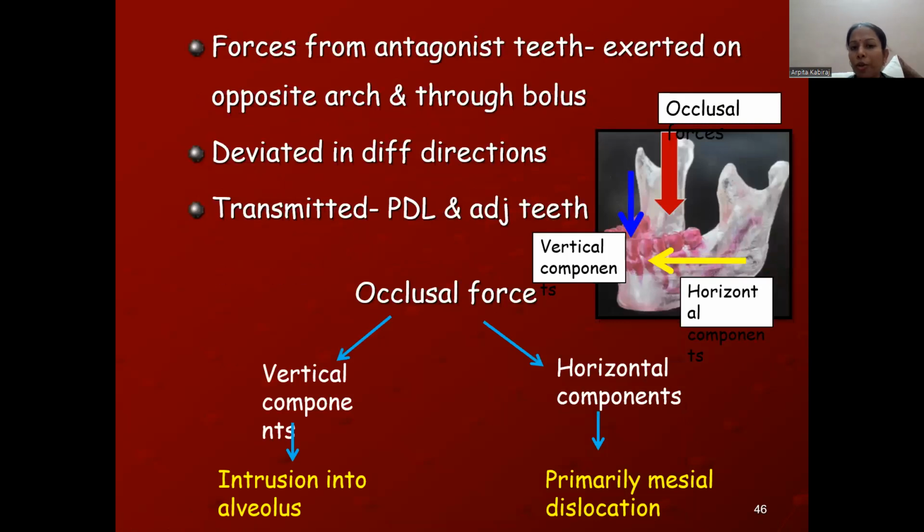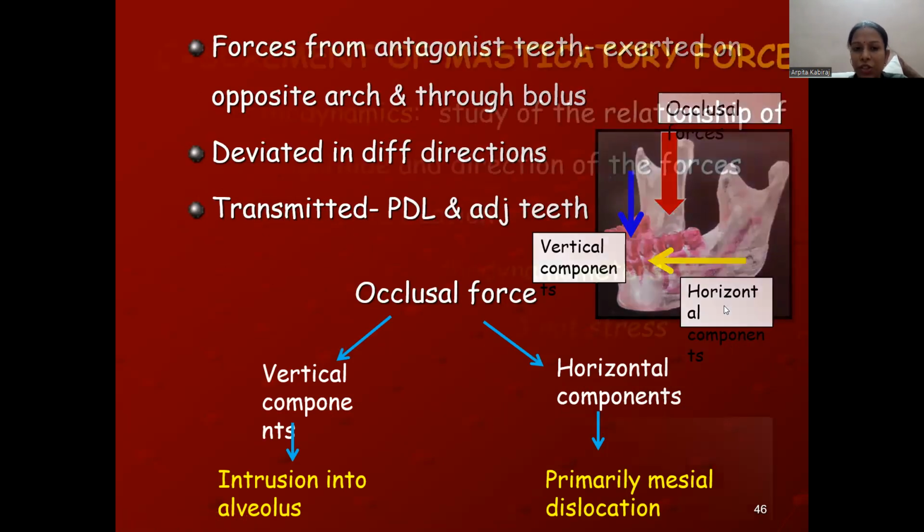The forces from the antagonistic teeth are exerted on the opposite arch through the bolus, and this is deviated in different directions, which is transmitted by the periodontal ligament and adjacent tooth structures. Now, this is the vertical component over here, and this is the horizontal component. So we know that the vertical or the occlusal forces are tolerated much better, which is intruded into the alveolus. And the horizontal component of forces primarily causes mesial dislocation of the adjacent structures.